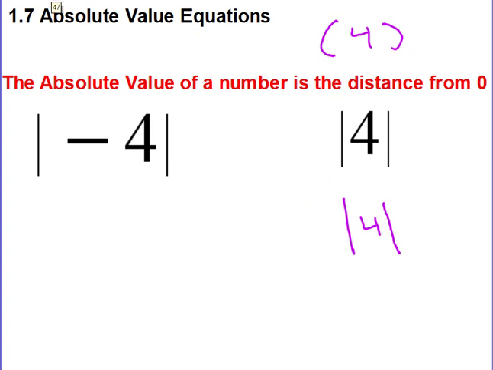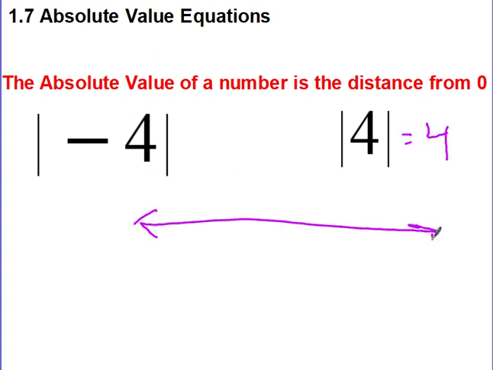Now, with absolute value, because it is the distance from 0, the absolute value of positive and negative numbers will have the same value. If I look at the absolute value of 4 and negative 4, well, 4 is 4 away from 0, but negative 4, looking at a number line, if I have 0 here, I have 1, 2, 3, 4, and then I have 1, 2, 3, 4. Negative 4 is the same distance away from 0 as positive 4.